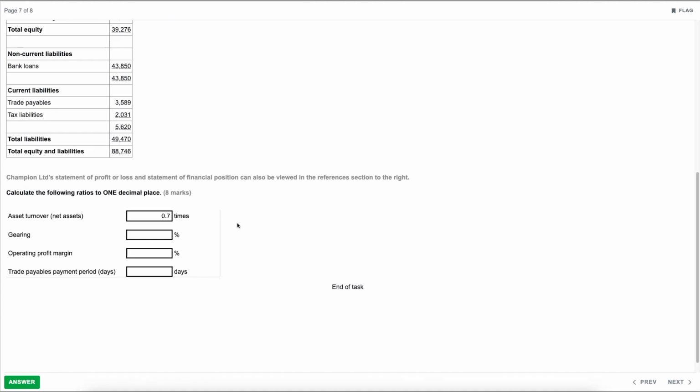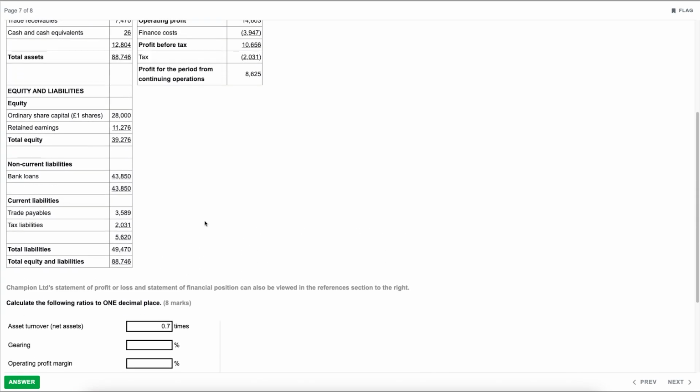The next one is gearing then. So gearing is calculated as debt over debt plus equity. And for the purposes of this exam, your debt figure will be just referring to your non-current liabilities, so we can ignore our current liabilities. So therefore, to calculate this one, it would be your debt of 43,850,000 over your debt plus equity. So again, 43,850,000 plus 39,276,000.